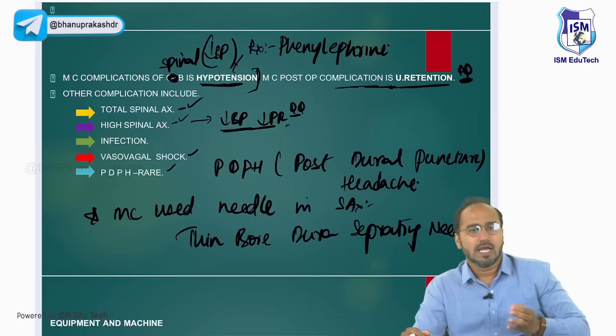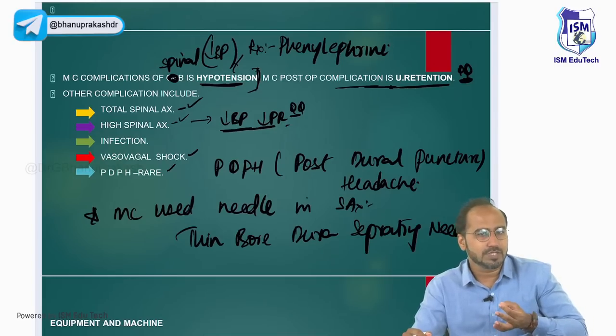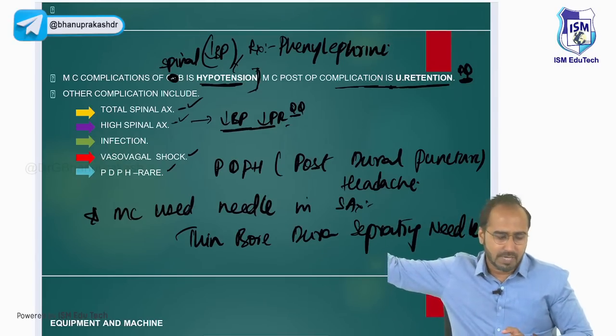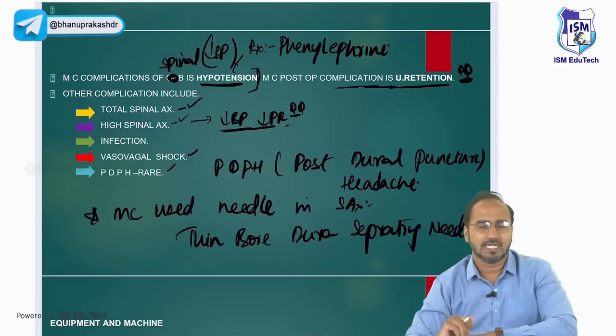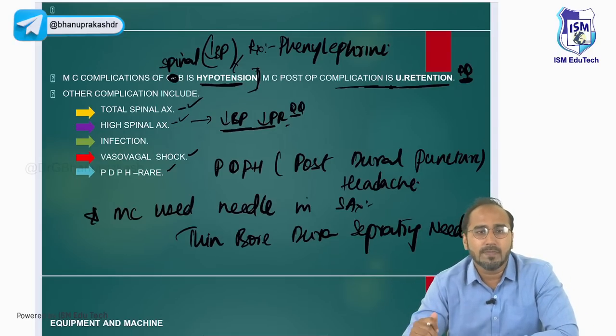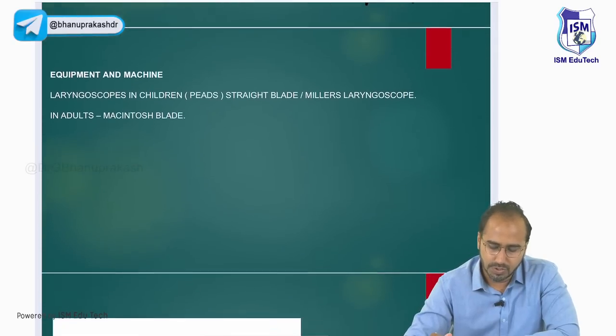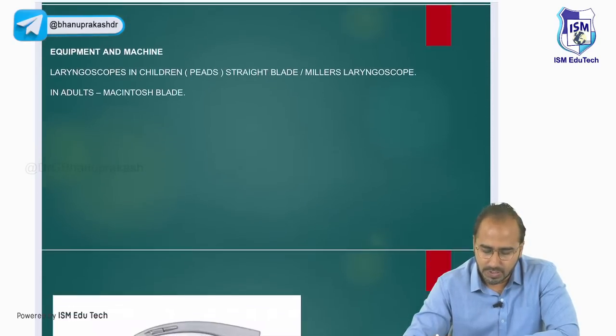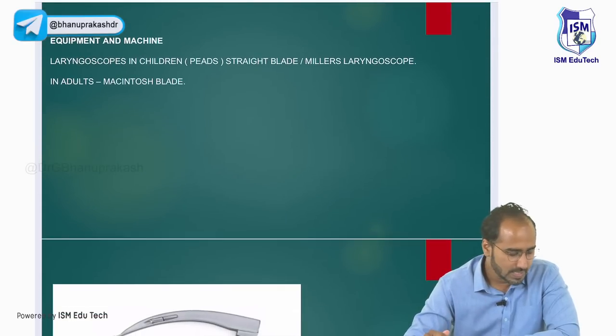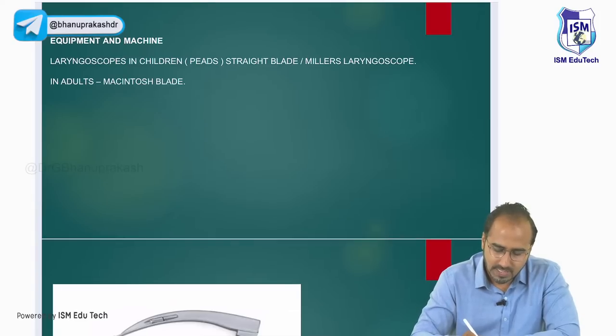In spinal anesthesia, what is the most common complication after giving spinal, where you check the patient's blood pressure? Hypotension. What is the most common post-op complication of spinal? It is urinary retention.